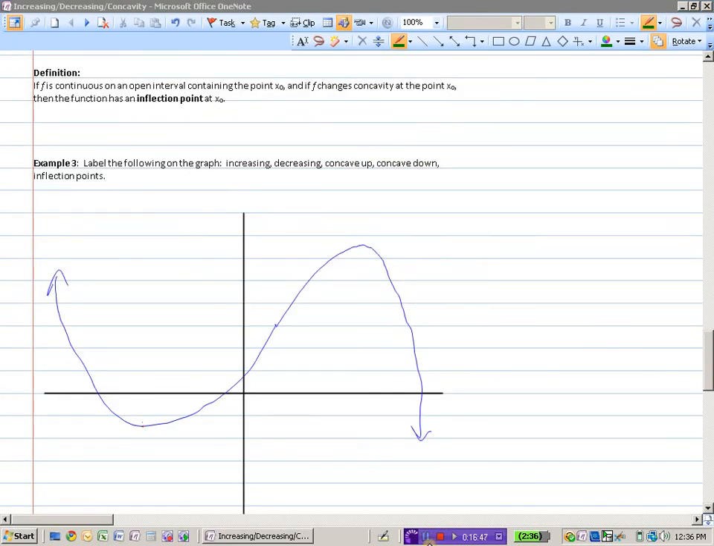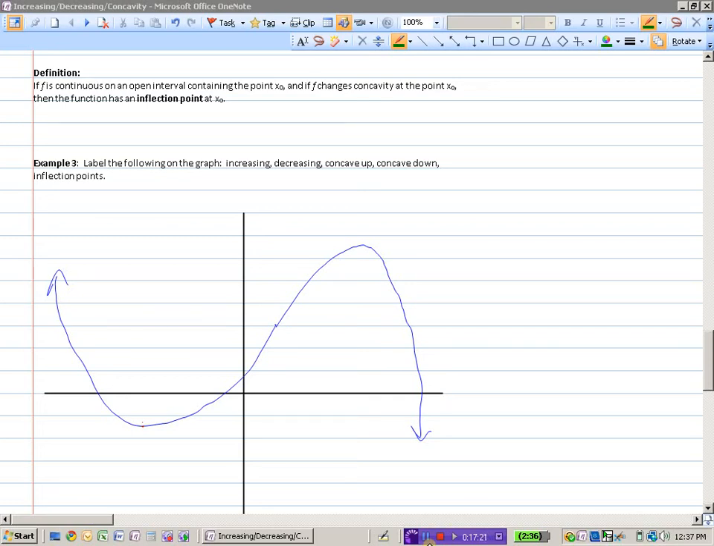Now we have one other definition to talk about. If a function f is continuous on an open interval and it has a point x naught, and if f changes concavity at that point x naught, then that point is called an inflection point. So in other words, the place where the function changes from concave up to concave down, or concave down to concave up, then we call those points inflection points. So let's just analyze all our definitions now.